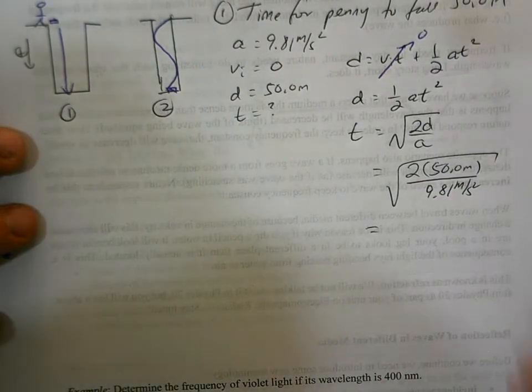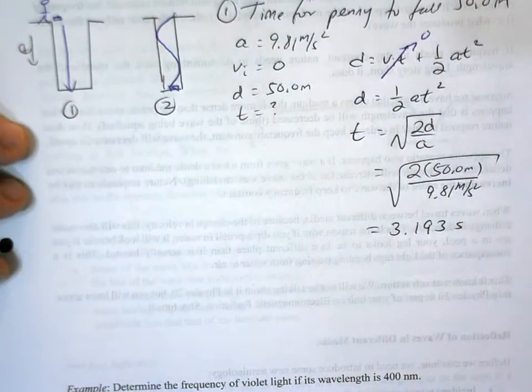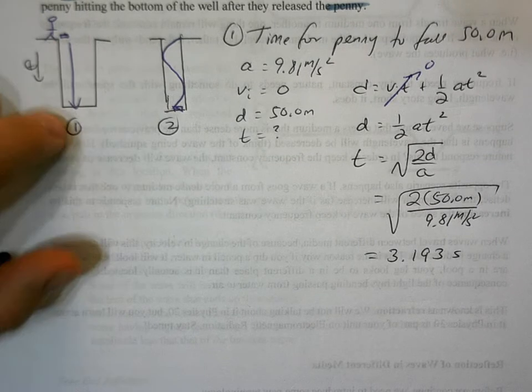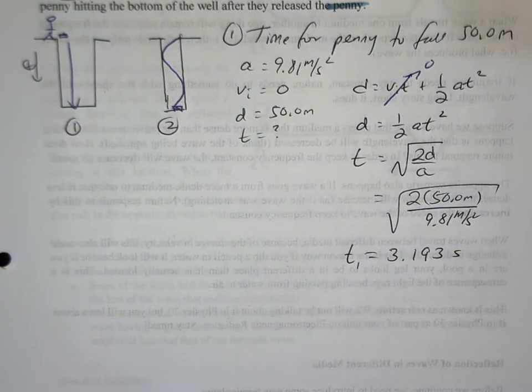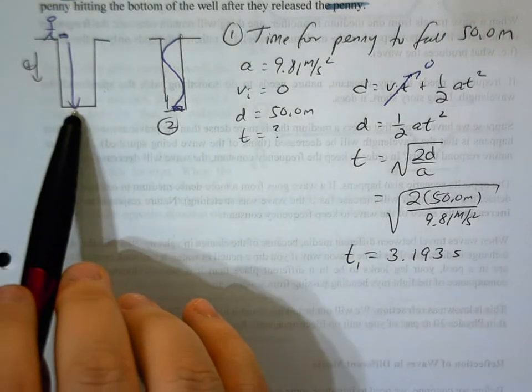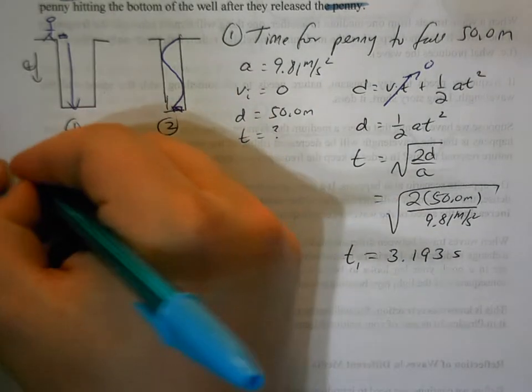We're going to get about 3.193 seconds. So the first step here, when this person drops the penny, and I'm going to call this t1 because this is the first time, when this person drops the penny, it's going to take about 3.19 seconds for it to actually hit the bottom of the well. Now that it hits the bottom of the well, a sound wave can propagate.